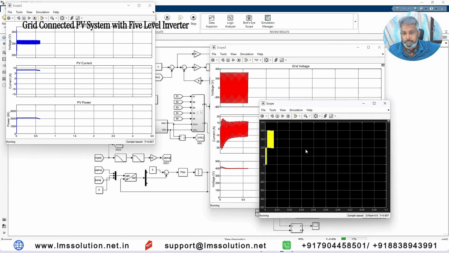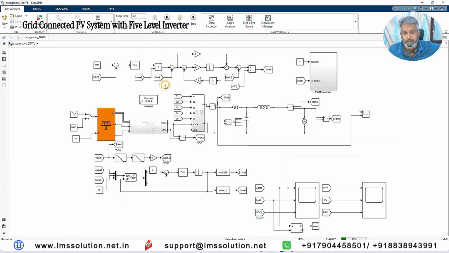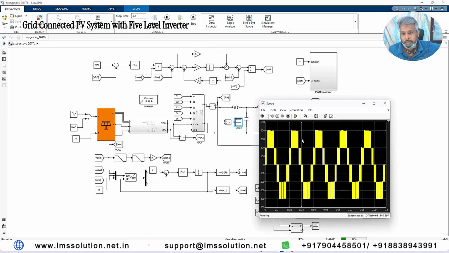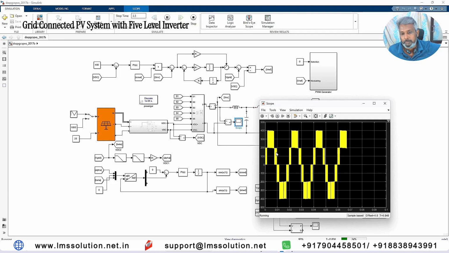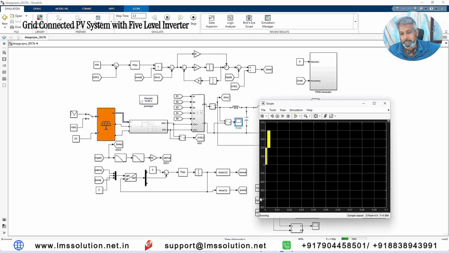And here you will see that this is the multi-level inverter output voltage. So here you see that we get the 5 level output: level 1, level 2, level 3, level 4 and level 5. So this is the 0 level, then VDC by 2, and this is VDC. So this is minus VDC by 2, and this is minus VDC. In total we are getting 5 levels.